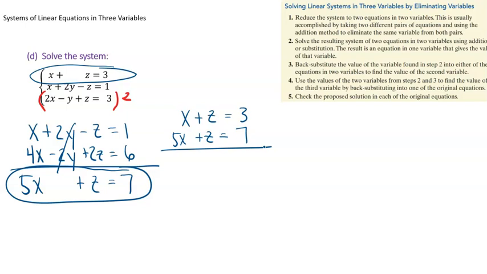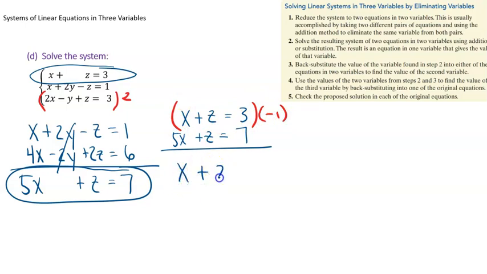Got options. I could multiply the first equation by negative 1. It would make that z negative. Added to that positive z, my z's would be gone. Or I could multiply the first equation by negative 5. It would make that x a negative 5, and that positive 5x would add, and that would disappear as well. So I'm going to focus on the z's because it's just easier for me to think about. So multiply that entire equation by negative 1. Then what I'm going to do, I'm going to rewrite it all.